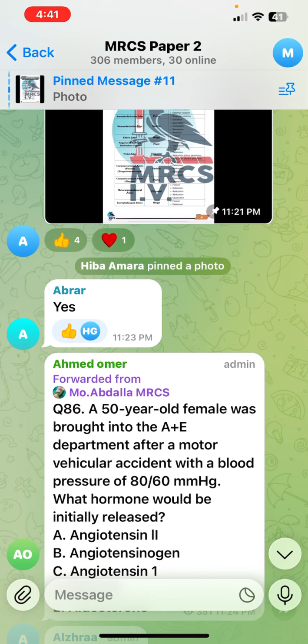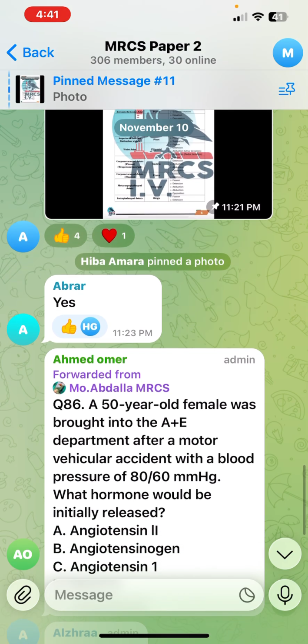A 50-year-old female was brought into the emergency department after a motor vehicle accident, blood pressure 80/60. What hormone would be initially released? Renin.